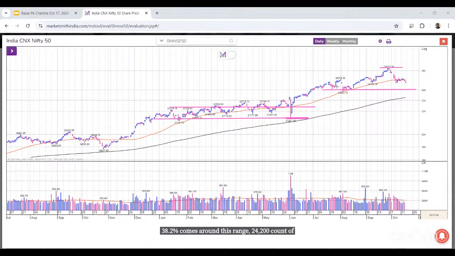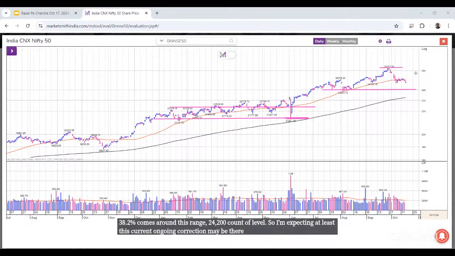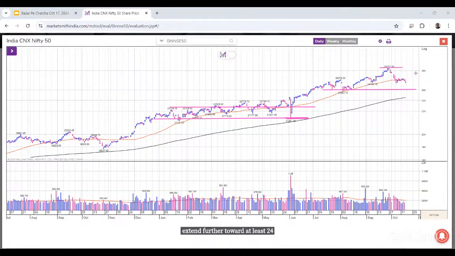So I'm expecting this current ongoing correction may extend further toward at least 24,200 to 24,000. Then let's see how things will improve in the coming days. After considering these technical properties, I can say this ongoing correction or trend may extend toward 24,200 to 24,000.